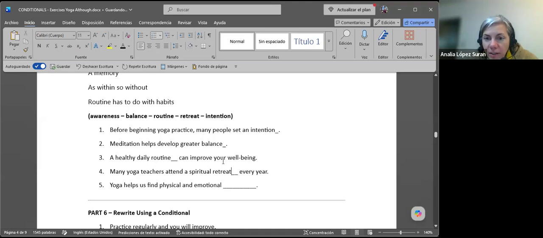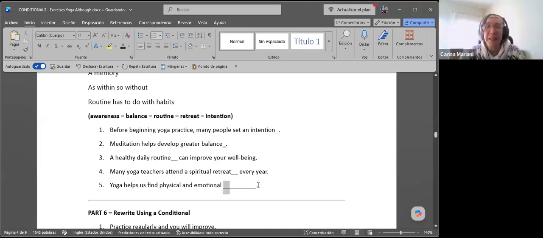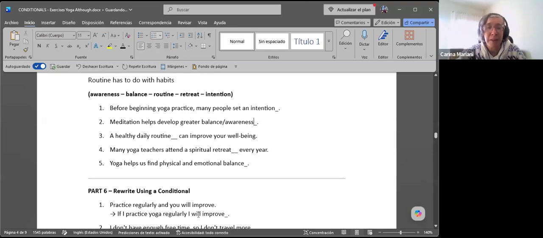Yoga helps us find physical and emotional... I put balance. Yes, because in number 2 I put awareness. Yes, awareness. In number 2 we had two options. We can use greater balance, it's okay, but awareness is another option. But in number 5 we can't use awareness because awareness is not physical and emotional. That's why in number 2 we can use both, but in number 5 the only option is balance.